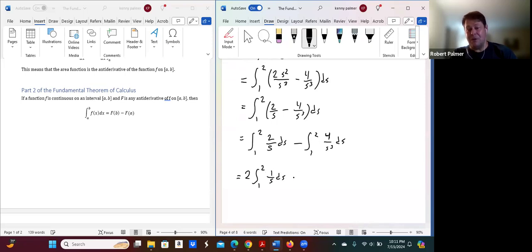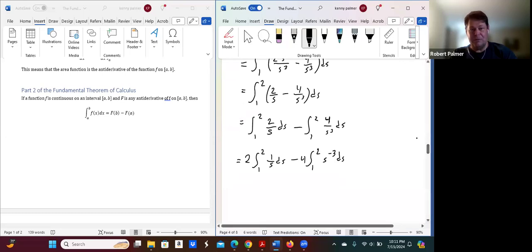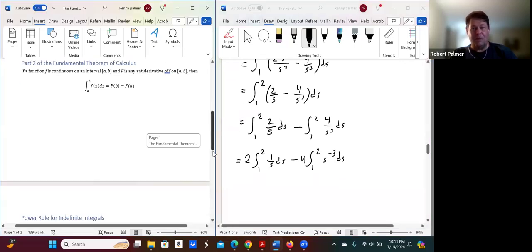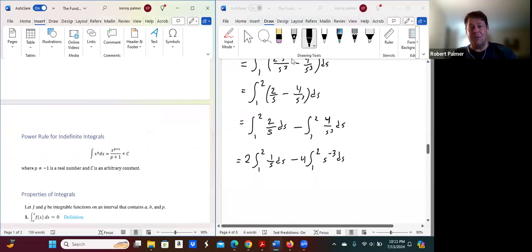I'm going to do a couple of things here. I'm going to bring the 4 out front, but also I'm going to write 1 over s cubed as s to the negative third ds. And that's going to make it a little bit easier to work with. Okay, so let's go back over. Remember our power rule. Now, just remember a couple of things.